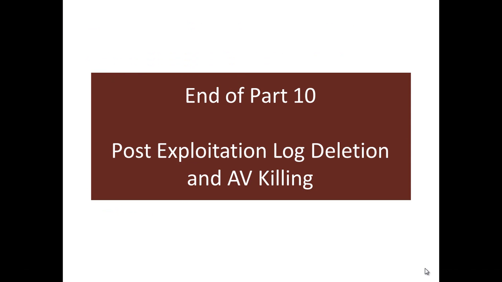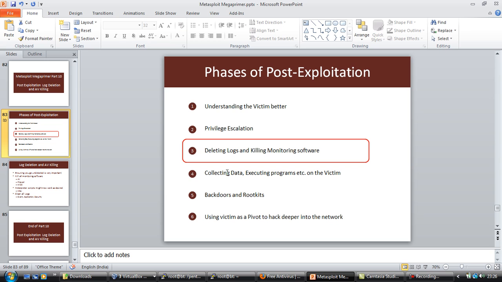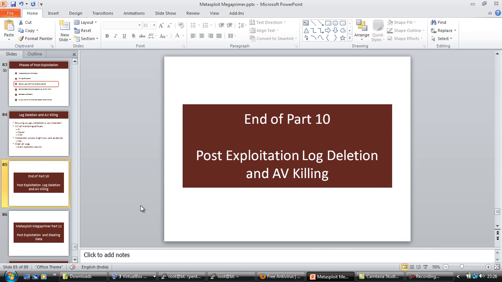So in this video, we learned how to kill AV processes and do log deletion. One of the interesting things which we did was, even though the kill AV script did not kill the AVG antivirus as required, we were able to figure out how to kill it eventually. Right, so in the next video, we will look at the next phase of post-exploitation, which is how to collect different data and execute programs on the victim, right?